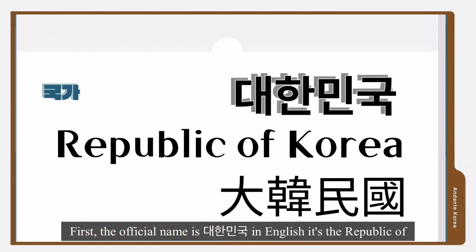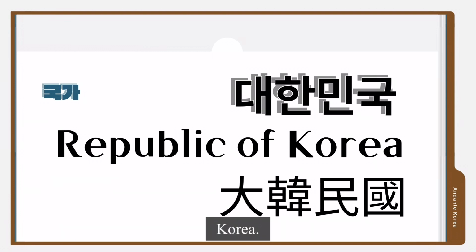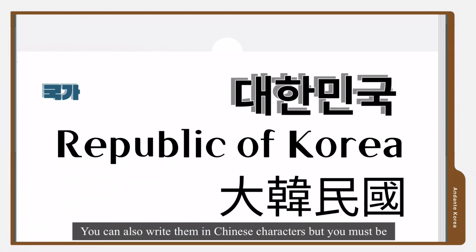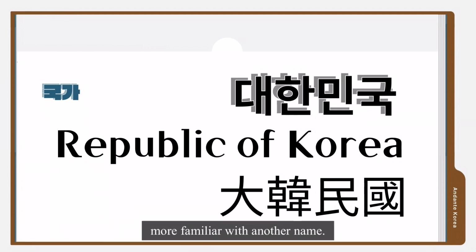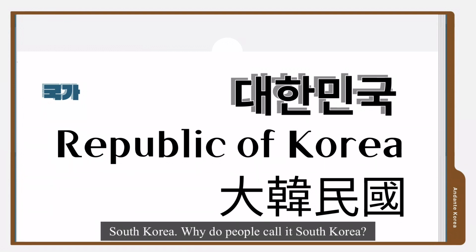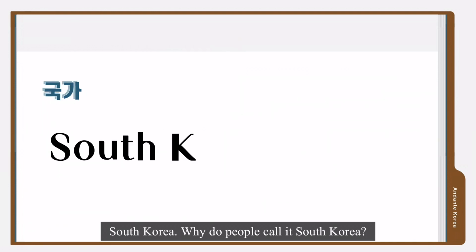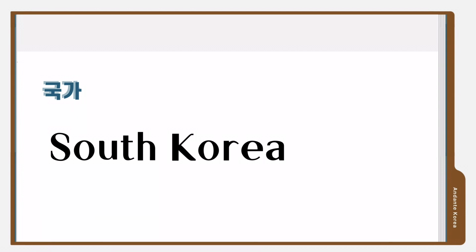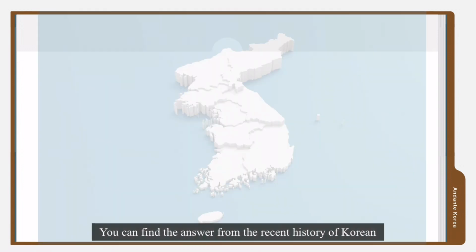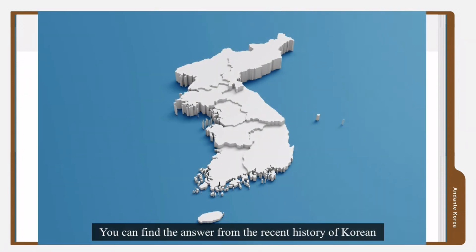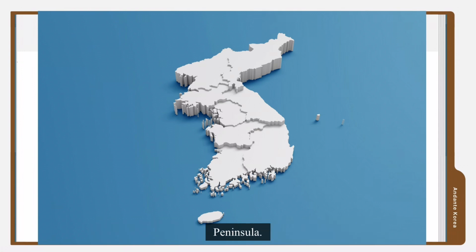First, the official name is 대한민국. In English, it's the Republic of Korea. You can also write them in Chinese characters, but you must be more familiar with another name. South Korea. And why do people call it South Korea? You can find the answer from the recent history of the Korean Peninsula.